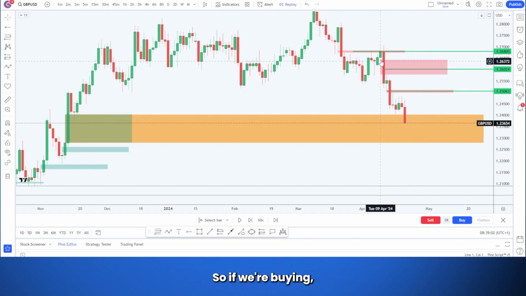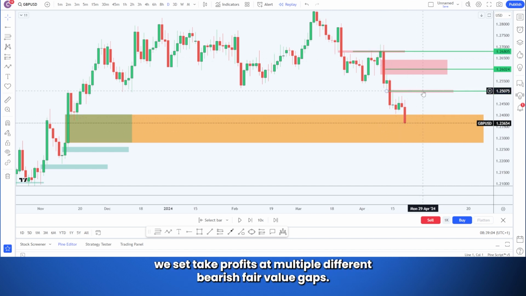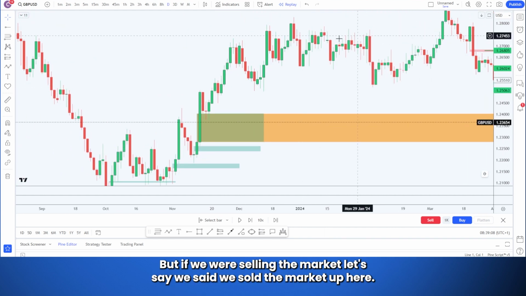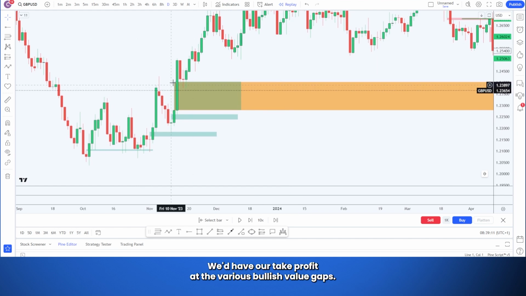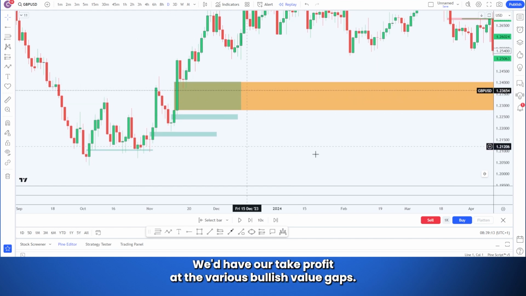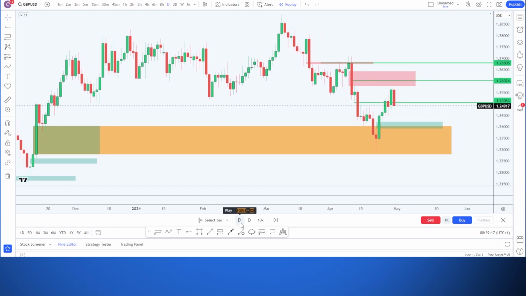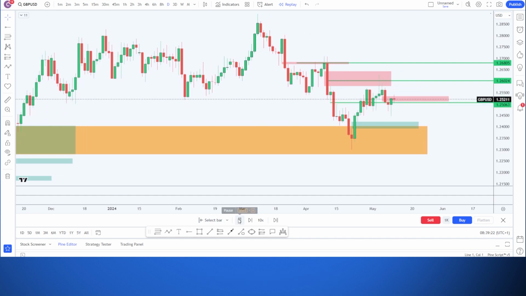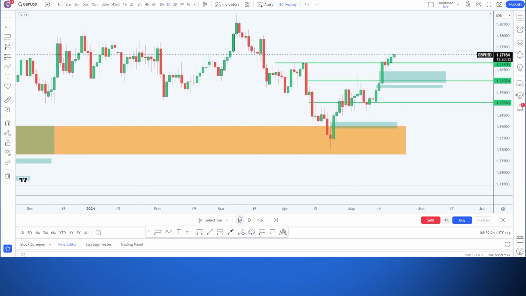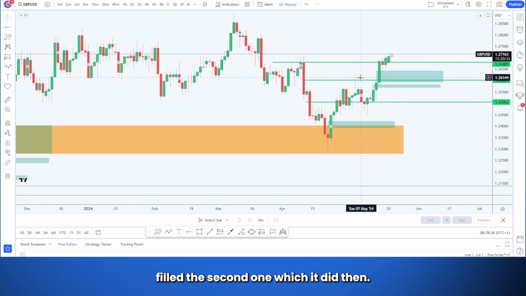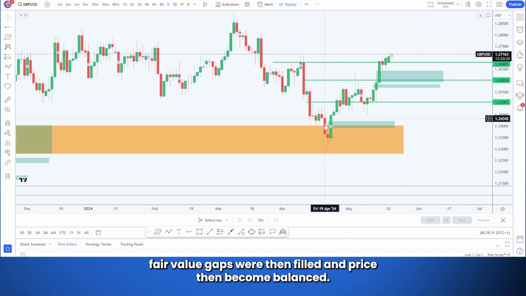So if we're buying, we set take profits at multiple different bearish fair value gaps. But if we were selling the market, let's say we sold the market up here, we'd have our take profit at the various bullish fair value gaps. Now if you actually look what happens here, the market trades, it filled the first one, that's why it got removed. And it pretty much filled the second one, and then it filled the third one as well. So all of those bearish fair value gaps were then filled and price then became balanced.